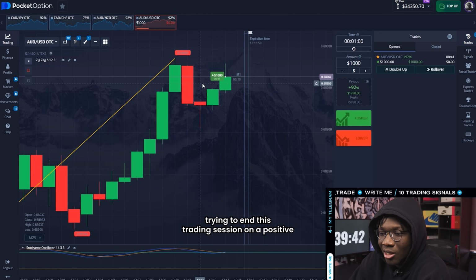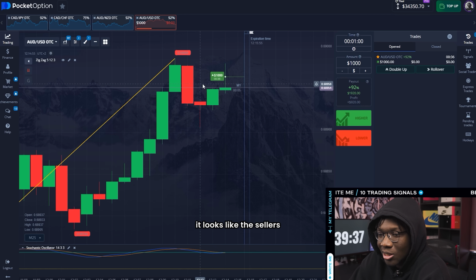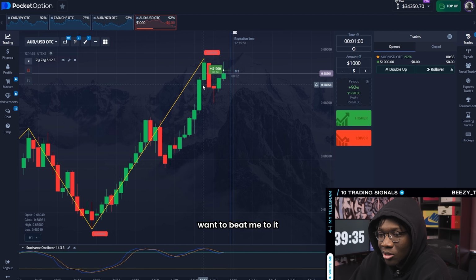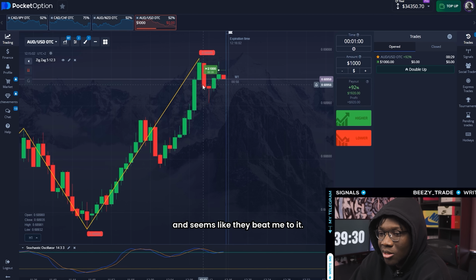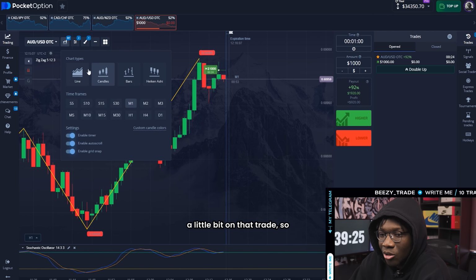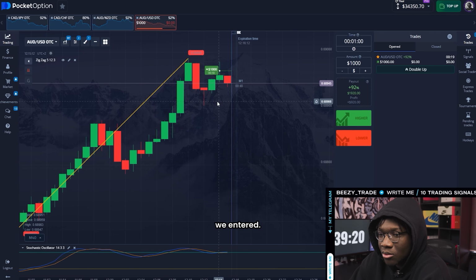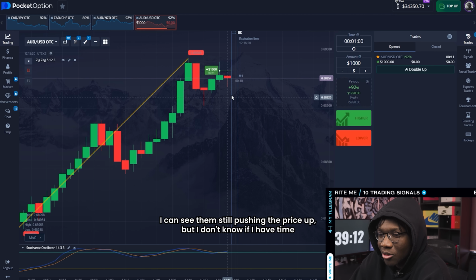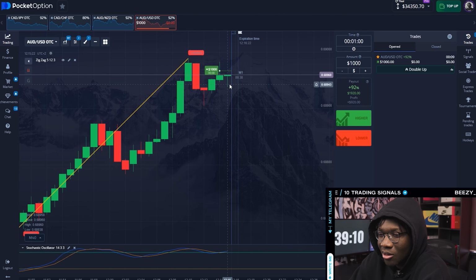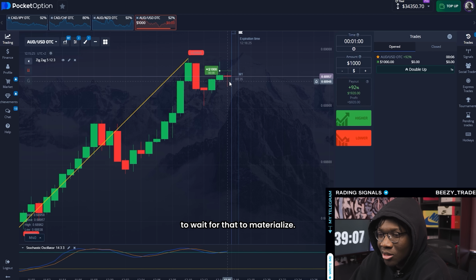Trying to end this trading session on a positive. It looks like the sellers want to beat me to it. And it seems like they beat me to it. I was too eager. Could have waited a little bit on that trade. We entered. I can see them still pushing the price up, but I don't know if I have time to wait for that to materialize.